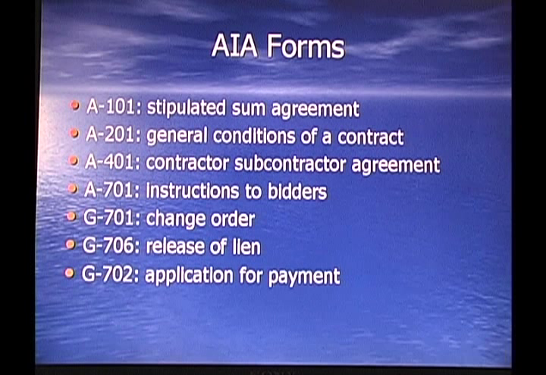G701 is your change order. G706 is a release of lien. And the G702 is an application for payment. You either want to have these handy with you, or you need to have these on the exam with you, but they might ask you something like, what is a G702 used for? Or what does the G706 do?